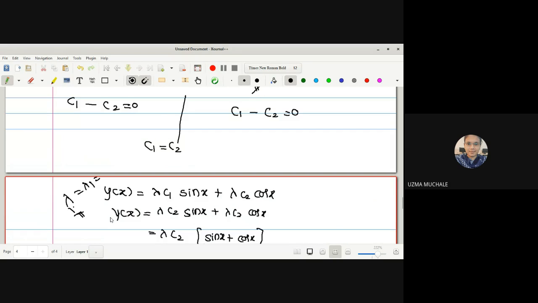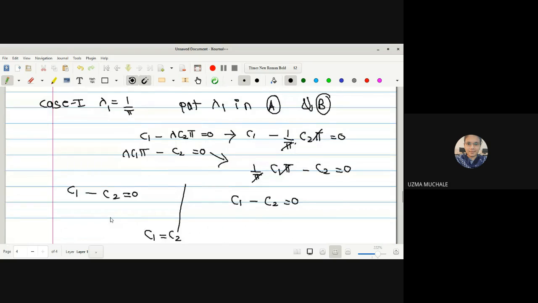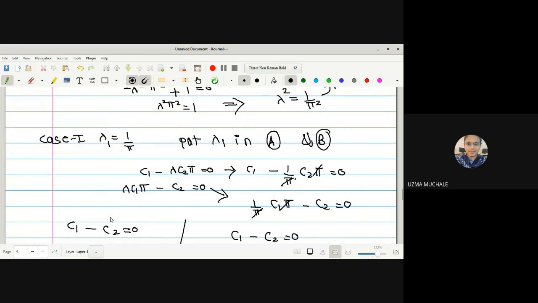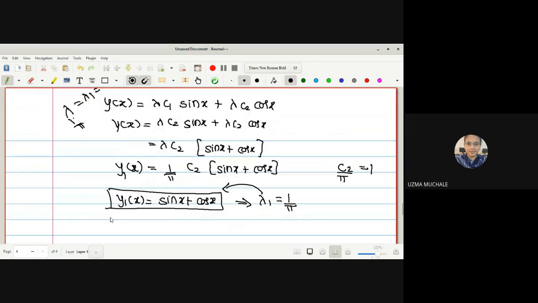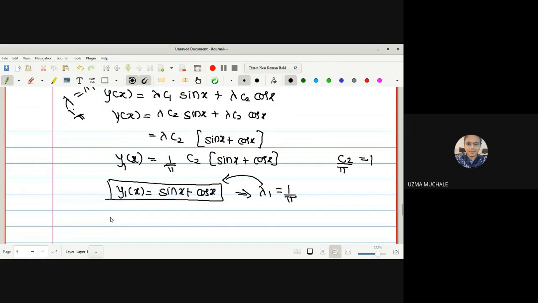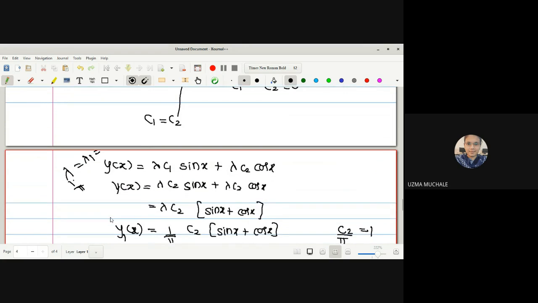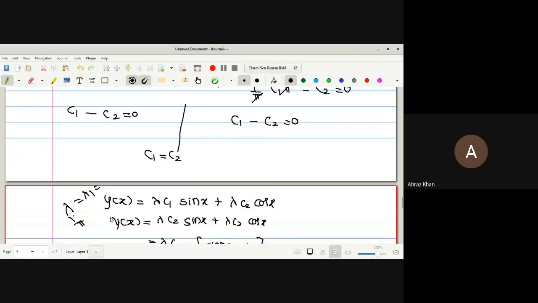If you are not having a doubt, please try to find out for lambda equal to minus 1 upon pi. That means you have to write down case 2, lambda 2 equal to minus 1 upon pi. Put the value of lambda 2 in equations A and B and solve it and tell me the solution. That means you have to tell me the relation between C1 and C2. Okay. Solve it fast and tell.